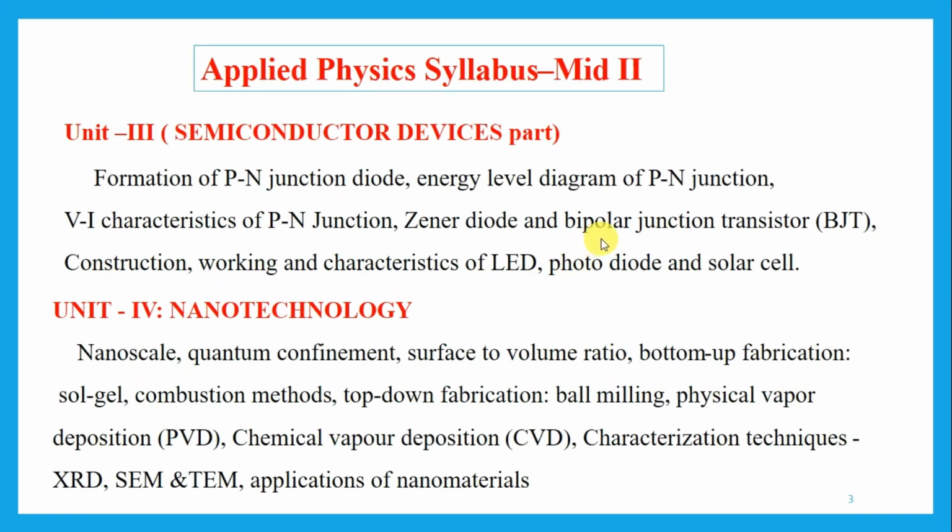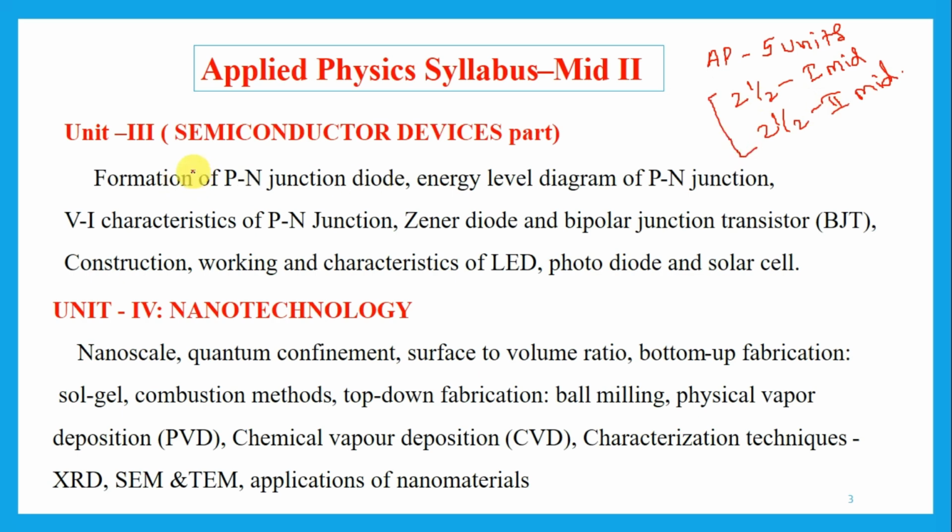Here we have the applied physics syllabus for the second mid, and in this we have 3 units. When it comes to the total syllabus, for applied physics, there are 5 units in total. Of these 5 units, 2.5 units we covered for first mid, and the remaining 2.5 units we will cover here for second mid. When it comes to the final exam, we have to write combinedly.